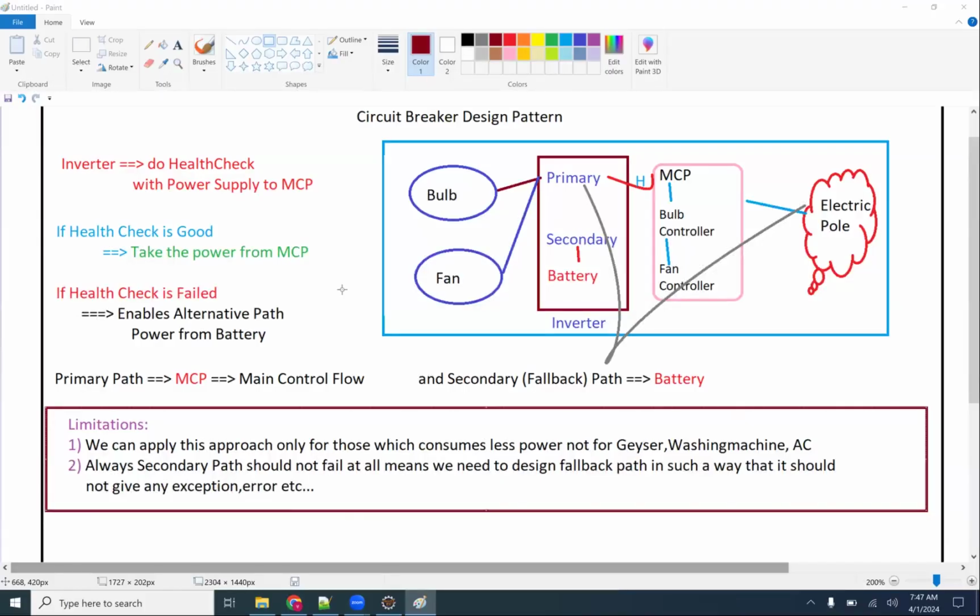So tomorrow's agenda is limitations of circuit breaker and resiliency 4j. There are two design patterns. I'll explain that. Then we'll go into the live session.